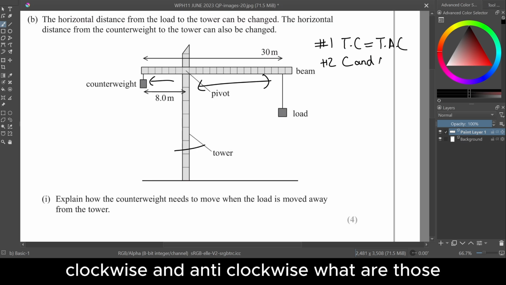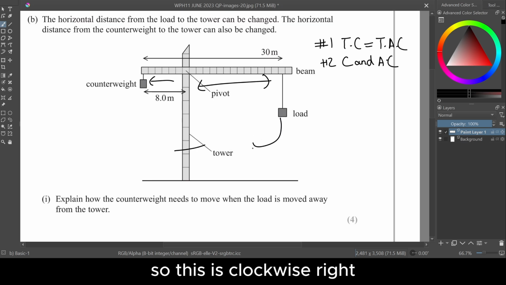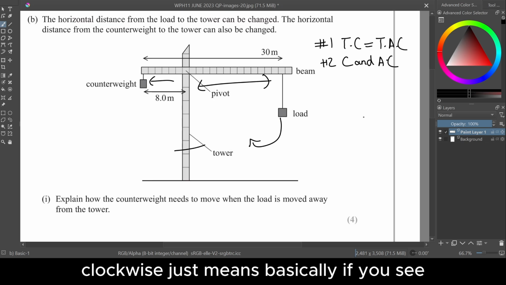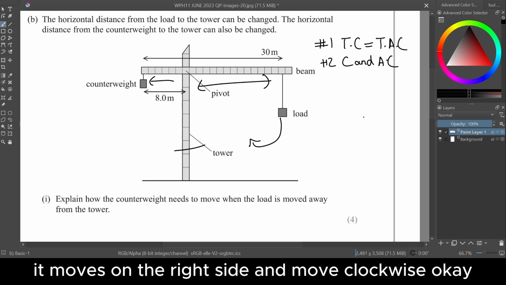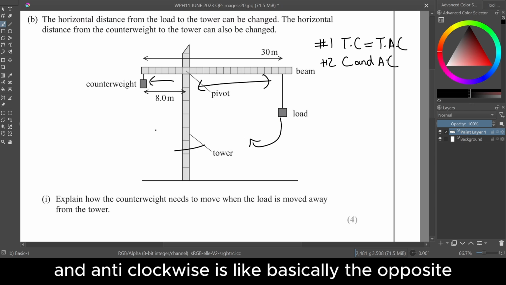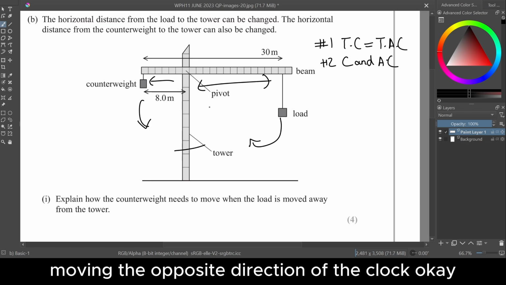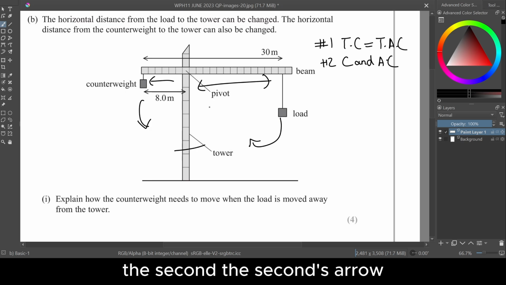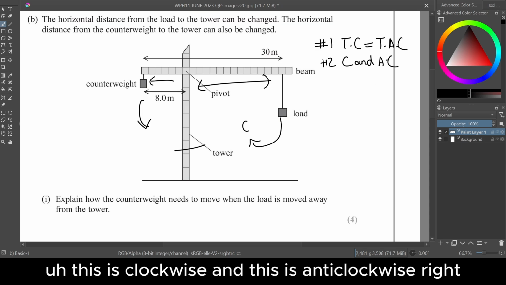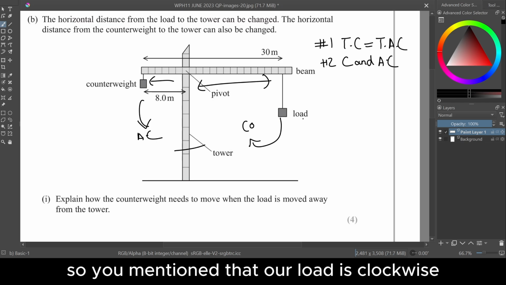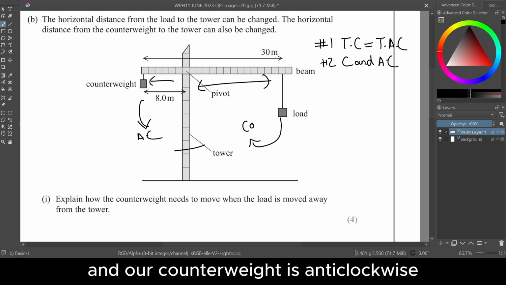Clockwise and anti-clockwise, what are those? Clockwise means if you see a clock, it moves to the right side, it moves clockwise. Anti-clockwise is the opposite, moving in the opposite direction of the clock. I'm talking about the seconds arrow. So this is clockwise and this is anti-clockwise. You mentioned that our load is clockwise and our counterweight is anti-clockwise.